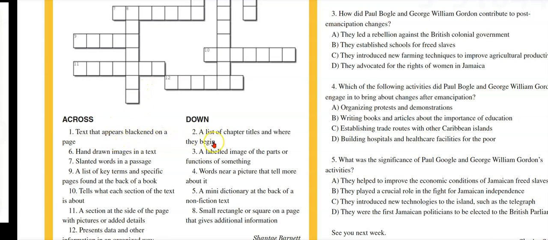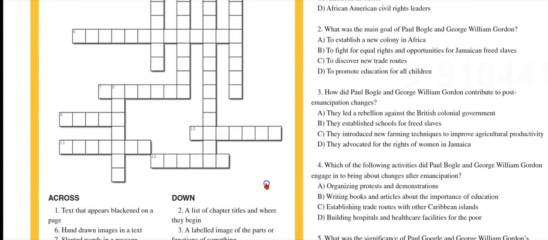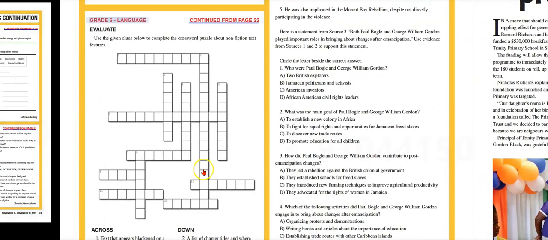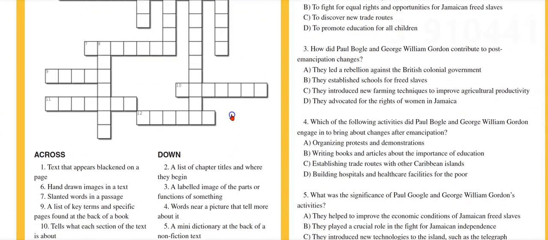Not certain yet. Down, a list of chapters and where they are found. List of chapters. That's 2. That's the table of contents. So let's go. T-A-B-L-E-O-F-C-O-N-T-E-N-T-S. All right. We'll have to double check if they use spaces in there, but table of contents looks like it would hold there. All right, let's go.